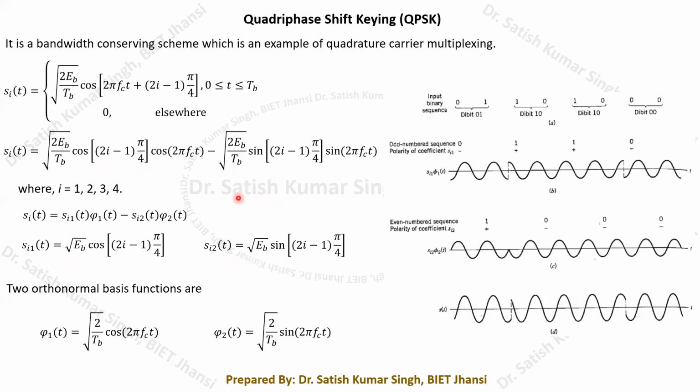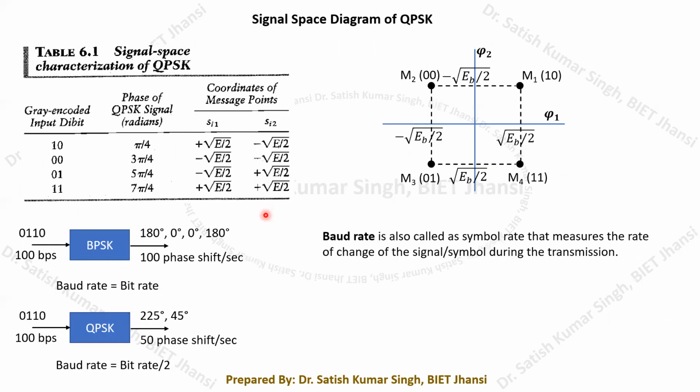So initially for I equals 1, both the coefficients were positive, and that value was equal to root over EB by 2 for both the coefficients. But when I equals 2, this value is coming out as negative and this value is coming out as positive. So similarly, just try to make this observation.